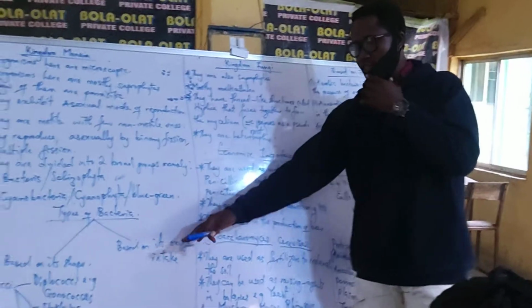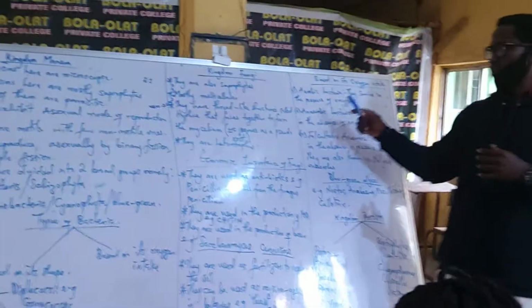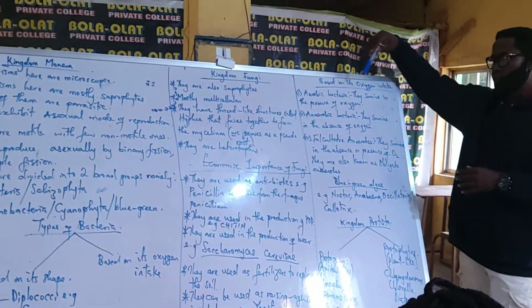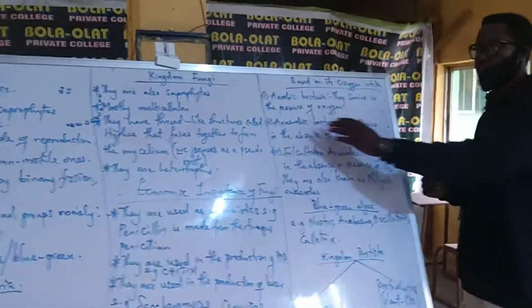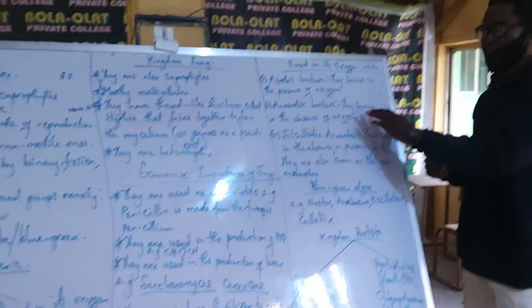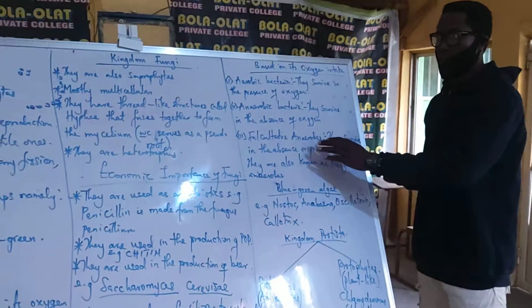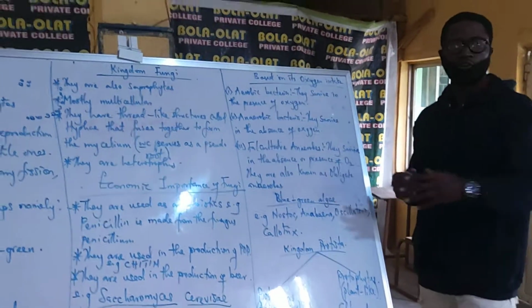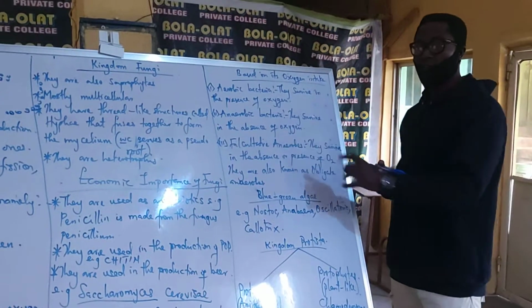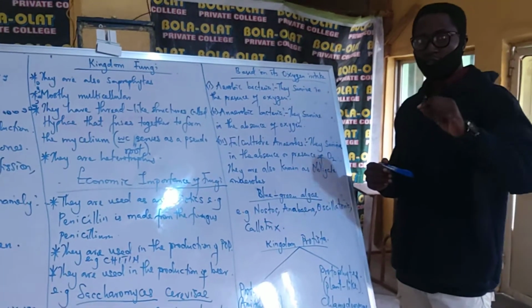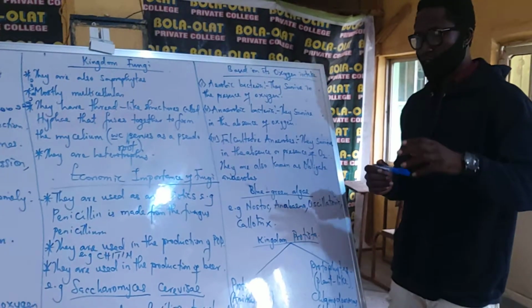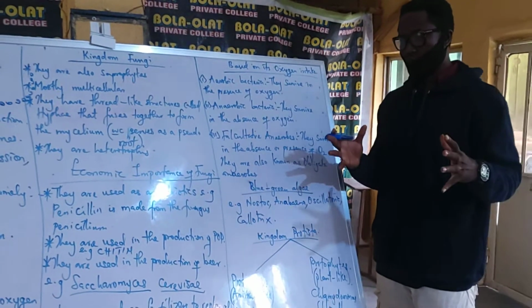If you have to classify them based on their oxygen intake, then you have the aerobic bacteria, and these ones survive in the presence of oxygen. You have the anaerobic bacteria, they survive in the absence of oxygen. You have the facultative anaerobes, which survive in the presence or absence of oxygen. I think these words are not too big for you.